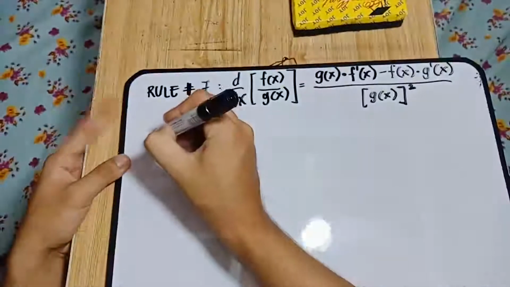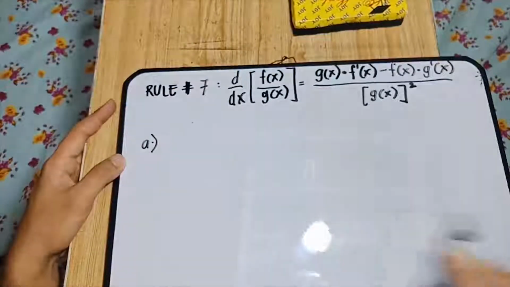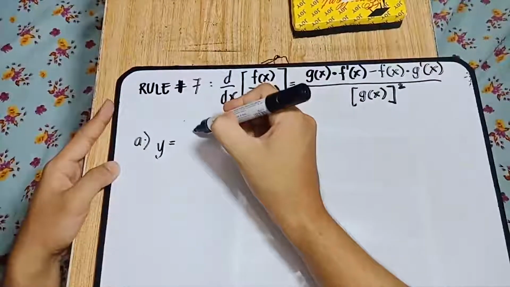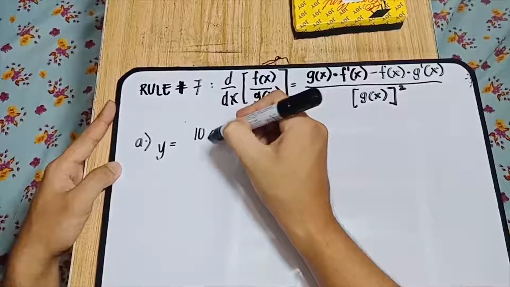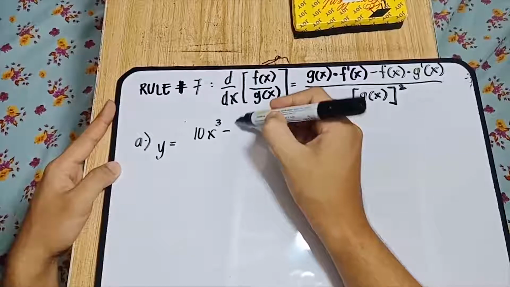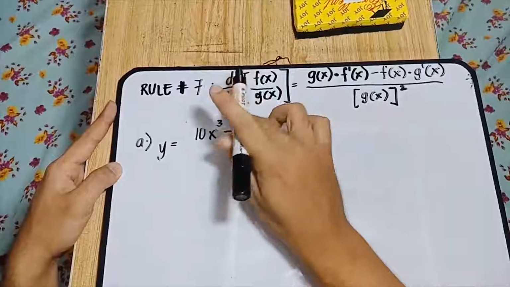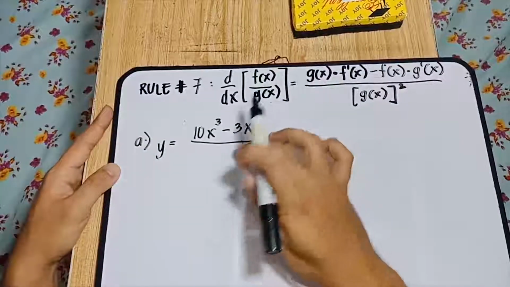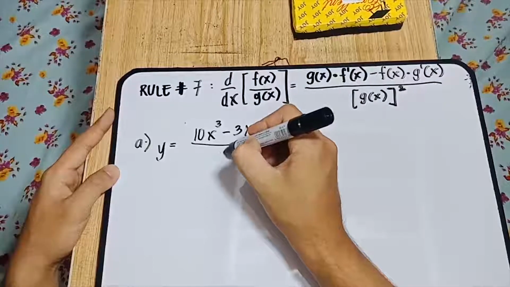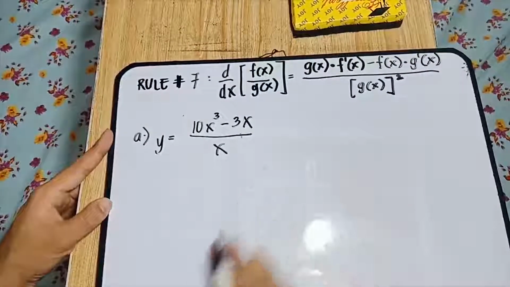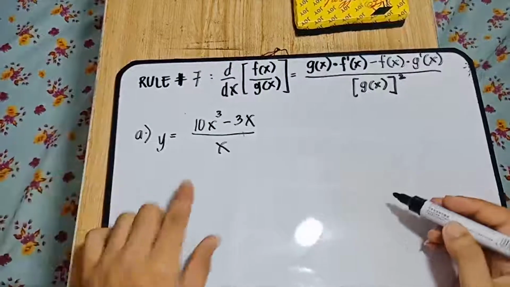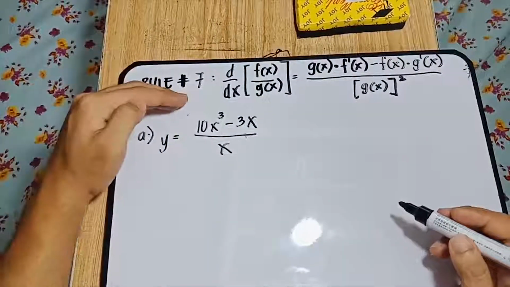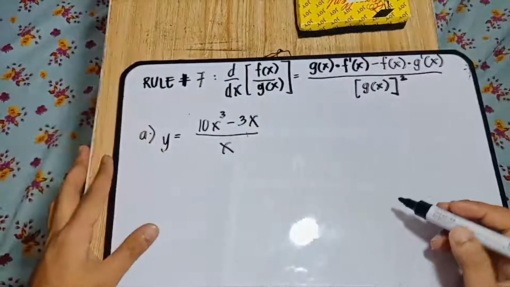So, paano ba yan? Say we have example letter A. Bigay tayo, halimbawa, y equals 10x cubed minus 2x, sabihin natin 3x, all over, let's say we have x. So, since we have a fraction here, so obviously, i-apply natin yung rule number 7, which is the quotient rule.